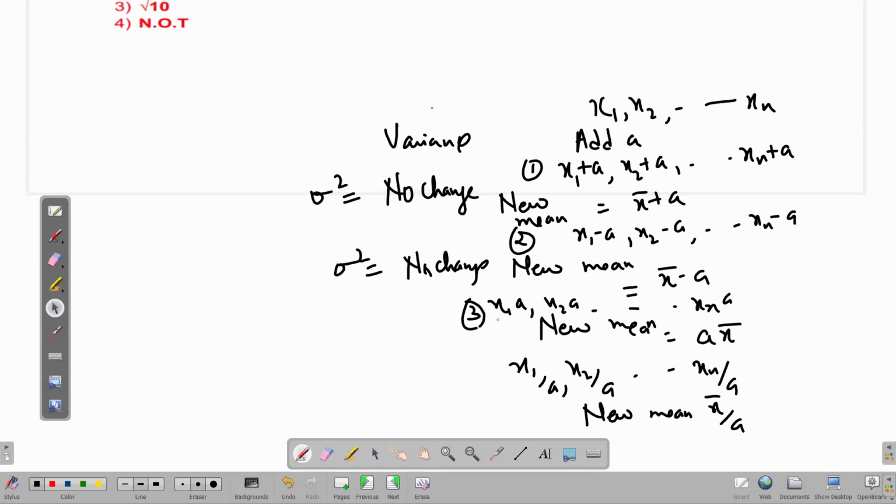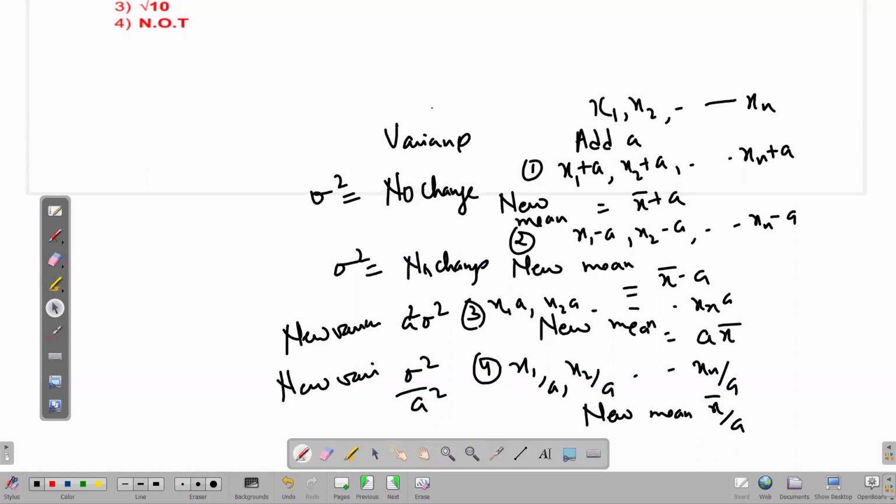But if I multiply a throughout, then my new variance will be a square sigma square for the third case. For the fourth case, my new variance will be sigma square by a square. Suppose if I multiply 2 with each and every term, then my new variance will be 4 times sigma square. If I divide each and every term by 2, then in that case my new variance will be sigma square by 4.